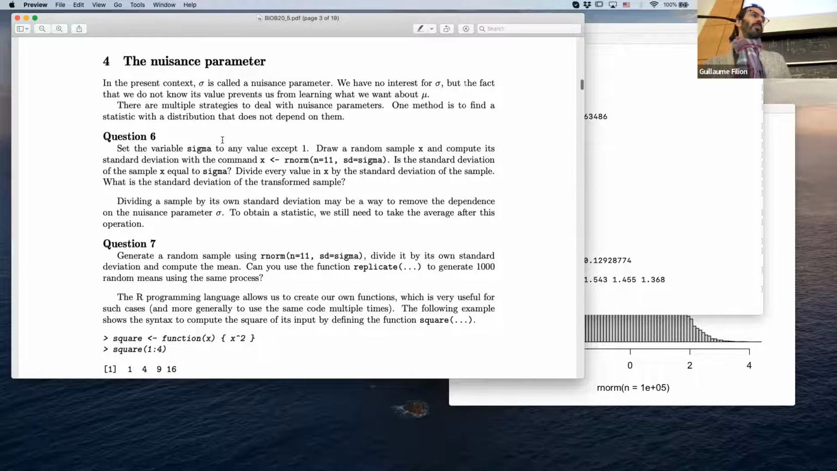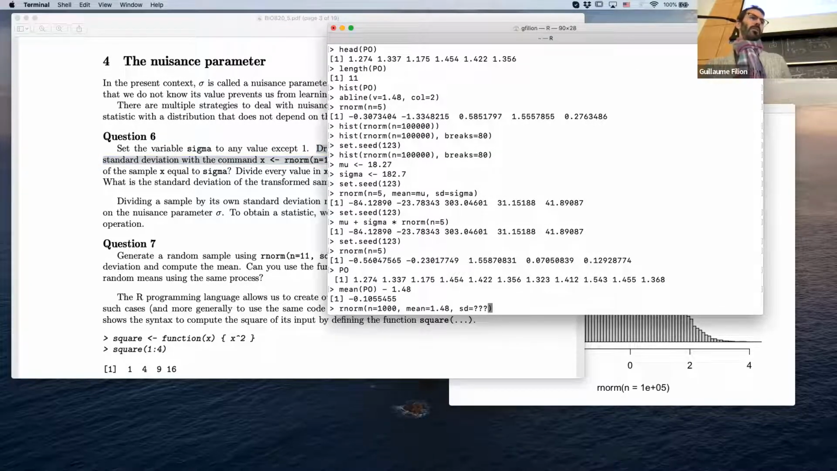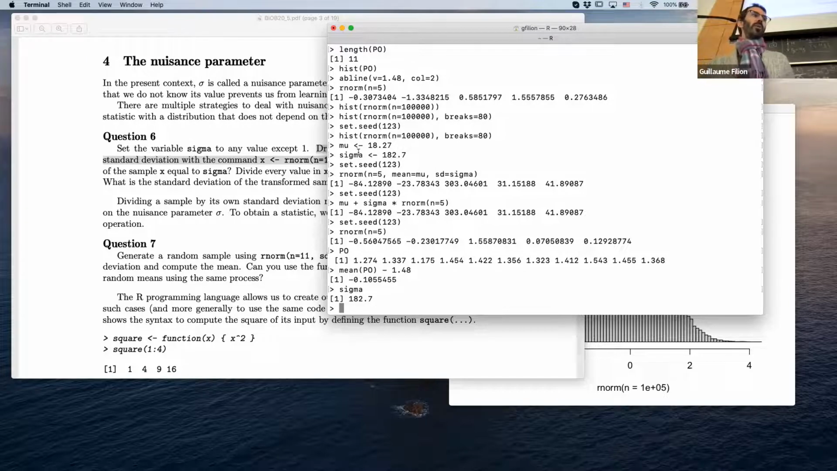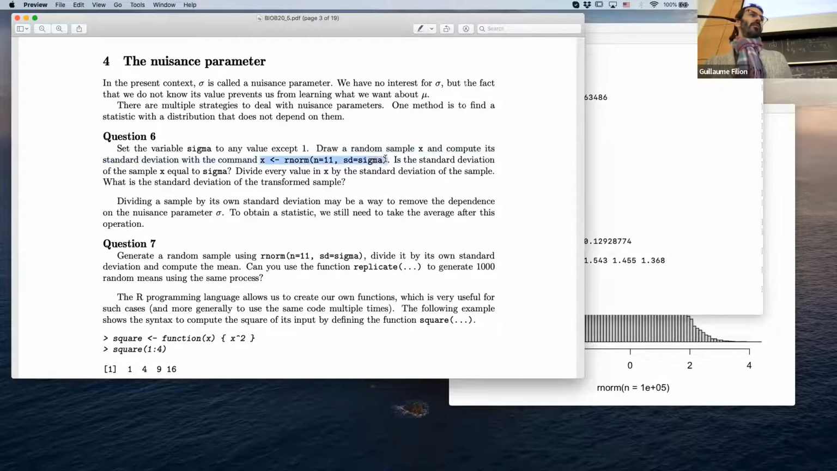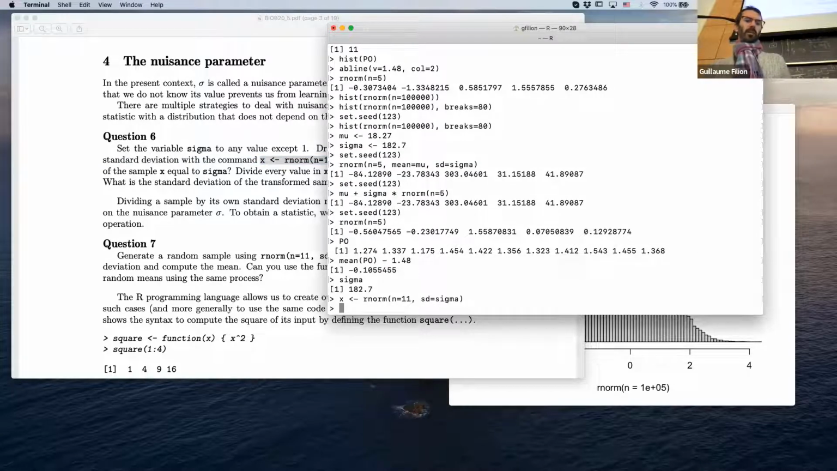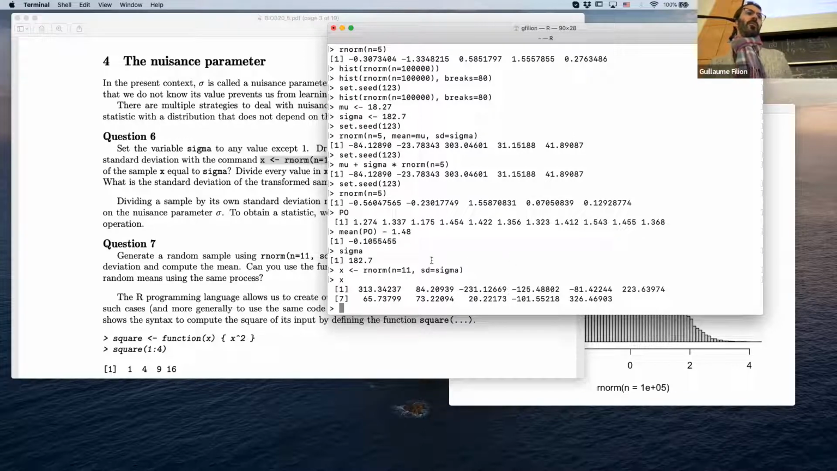So we'll try that. Set the variable sigma to any value except 1. Draw a random sample x and compute its standard deviation with the command x <- rnorm(n, sd=sigma). Is the standard deviation of the sample x equal to sigma? Here, of course, the text of the question is not completely accurate. First, we have to generate a random sample with the value of sigma. I have a value of sigma, which is 182.7, so I'm going to keep it. Then I take a random sample, x, with 11 numbers. I got them here. And now the question is, if I compute the standard deviation of x, is it going to be equal to 182.7?